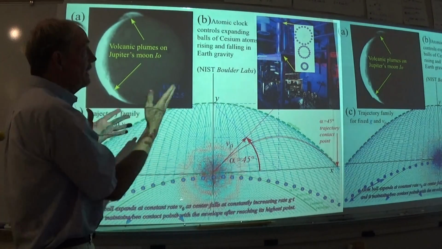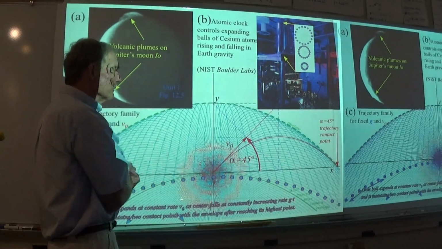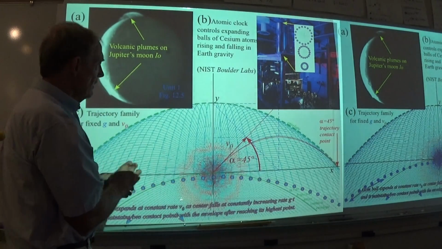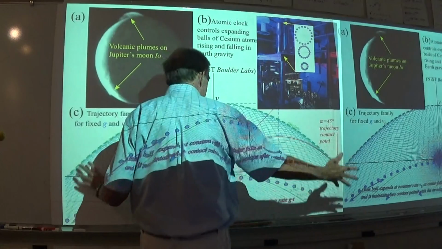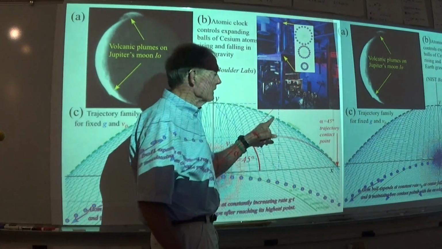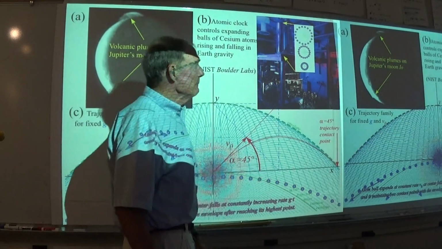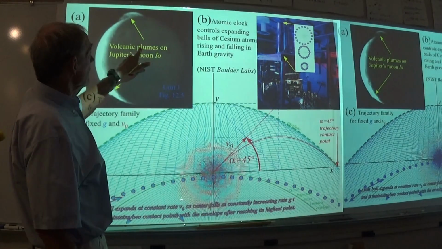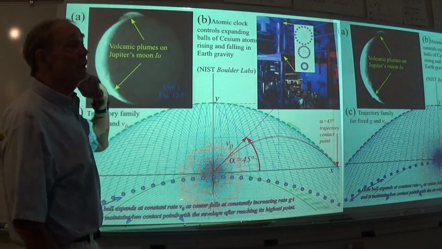Or it's just a fountain. This is what we're really looking at here: boom! And it makes an envelope, a contact envelope. Okay, and that's what we want to calculate. The shape of the volcanic plumes on Io.